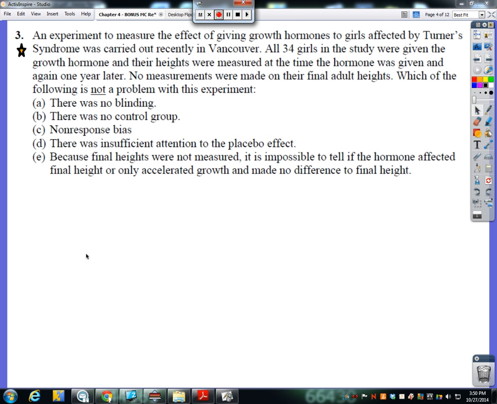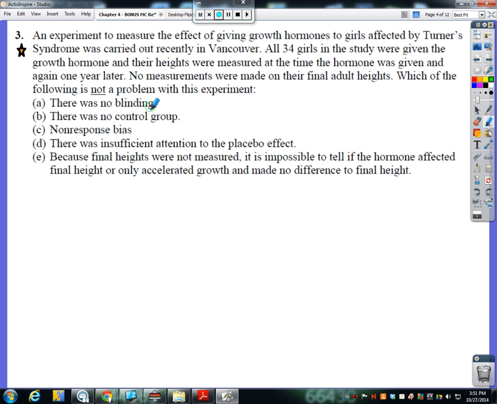Number 3, an experiment to measure the effect of giving growth hormones to girls affected by Turner syndrome was carried out recently in Vancouver. All 34 girls in the study were given the growth hormone, and their heights were measured at the time the hormone was given, and again 1 year later. No measurements were made on their final adult heights. Which of the following is not a problem with this experiment?